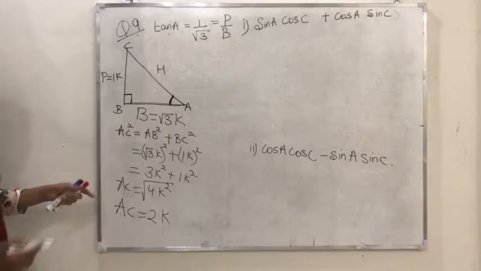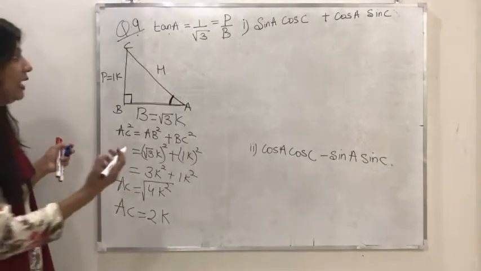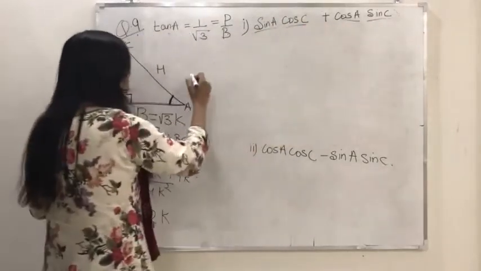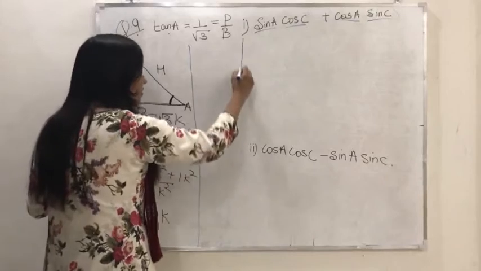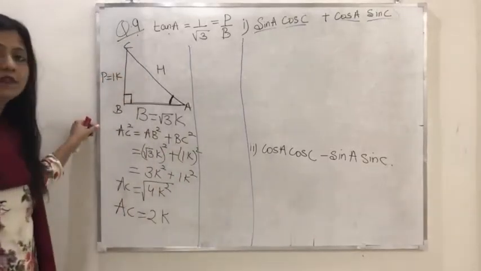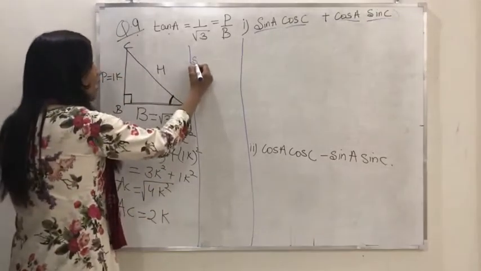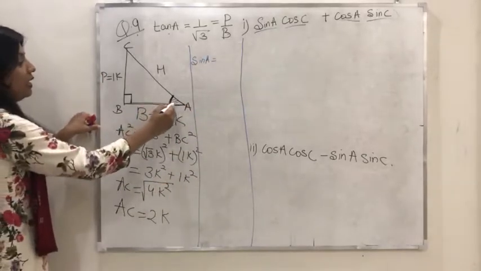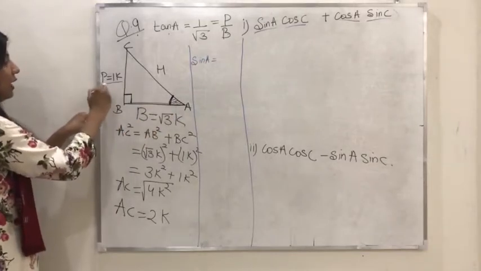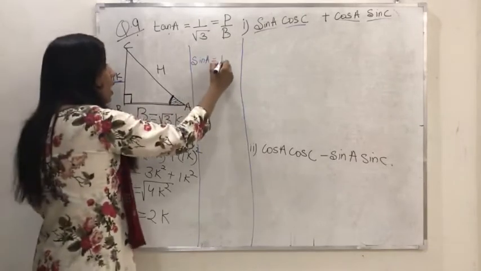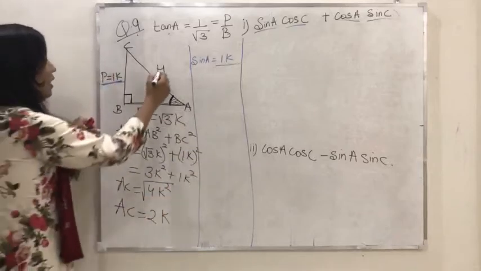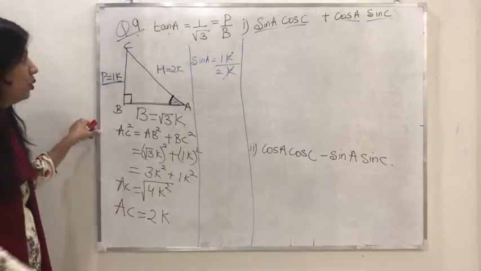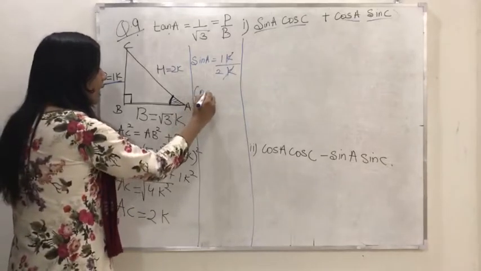So now what I required is sine A, sine C, cos A and cos C. So let's find what will be value of sine A, sine C and cos A, cos C. So sine A will be perpendicular. So this is my angle A. The side opposite to angle A is my perpendicular. So it will be 1K upon hypotenuse is my 2K. So it will be 1 upon 2. Then value of cos A.